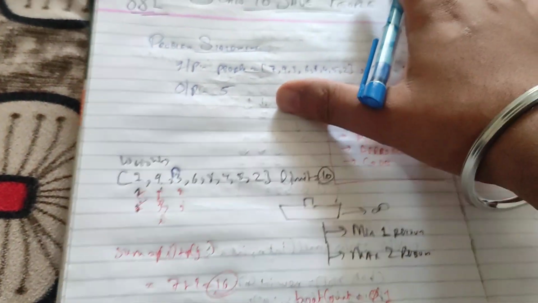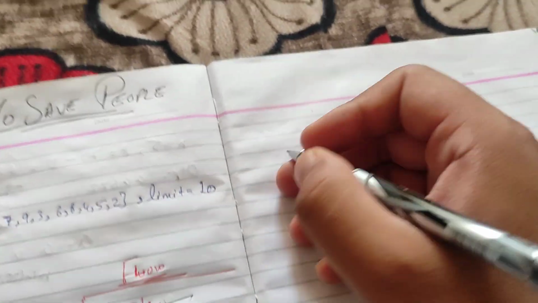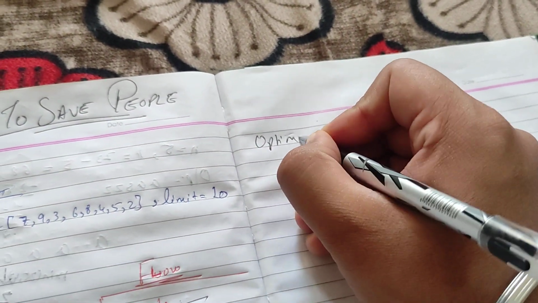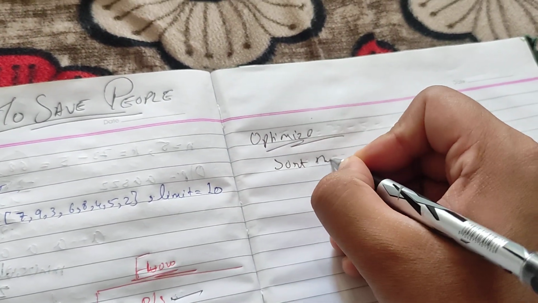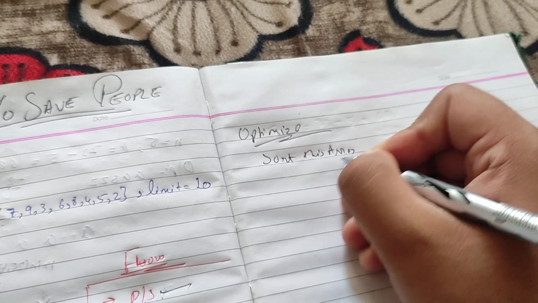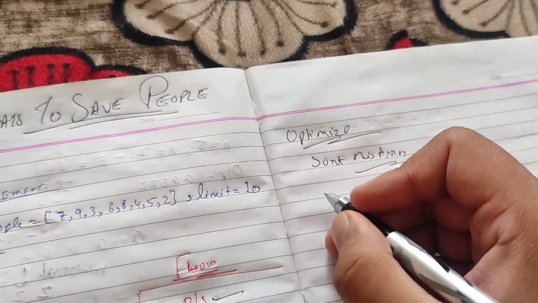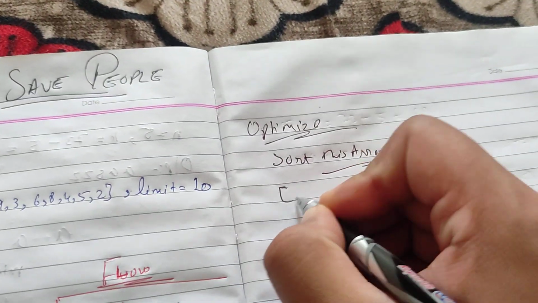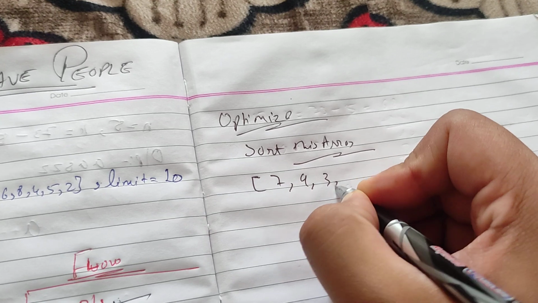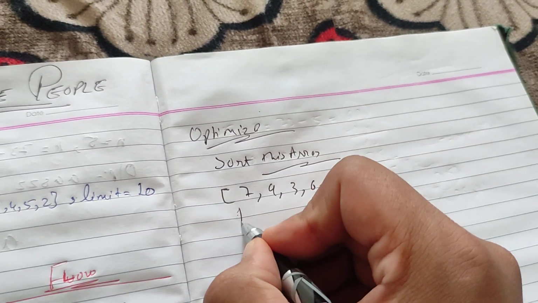Okay, so now the interviewer asked, okay, can you show me what is the efficient way to solve this problem? All right, so I told him we're gonna optimize it. How? We're gonna sort this array. Now you will ask what will be the benefit of sorting. I will say relax. So first of all, I'm gonna take this similar example over here, which is given 7 9 3 6 8 4 5 and 2. Okay, now I'm gonna sort it.